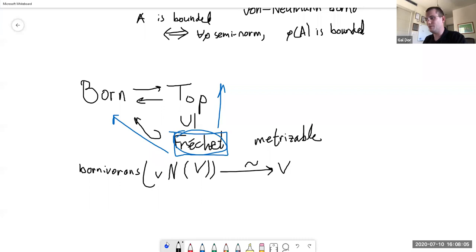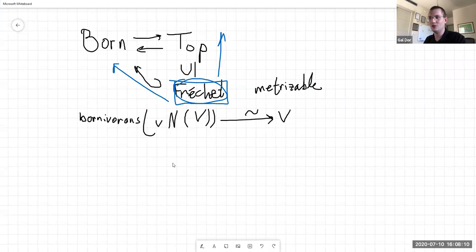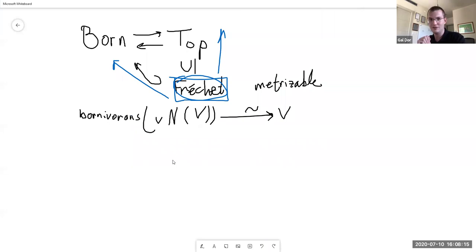This was a very brief introduction to Bornological vector spaces. Let me tell you exactly what I'm going to do in the remaining time that I have, maybe 15, 20 minutes. One thing I'm going to do is discuss tensor products for Bornological vector spaces. That's going to be very easy and quick. And after that, I'm going to say what I promised about smooth representations.